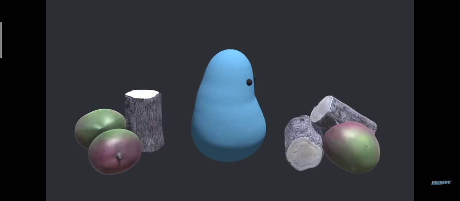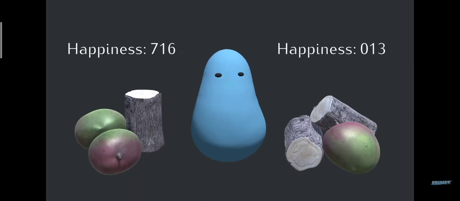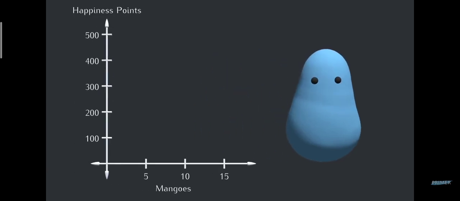So, and this might sound a bit silly at first, we're going to try to give a happiness score to every possible combination of mangoes and logs. Then, when the blob has a decision to make, it can just compare those happiness scores and pick the higher one. Again, we'll start with just mangoes. Also again, we'll use a graph to keep track of things.